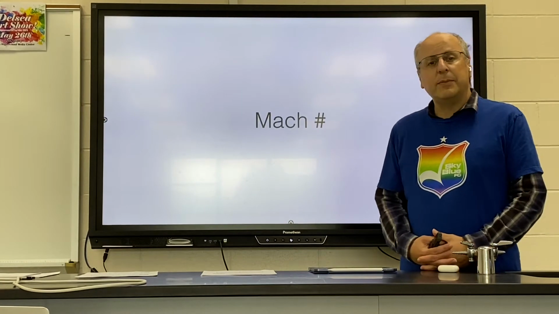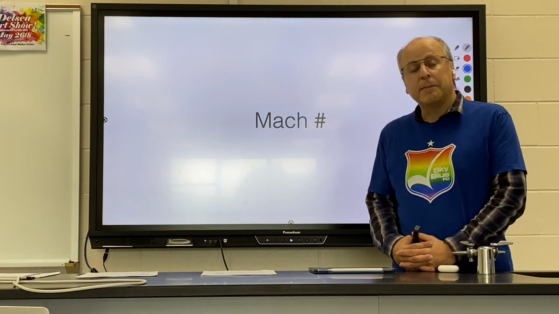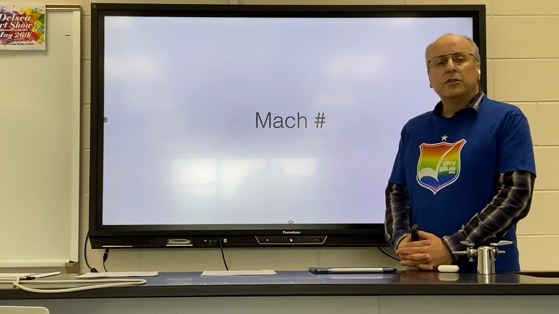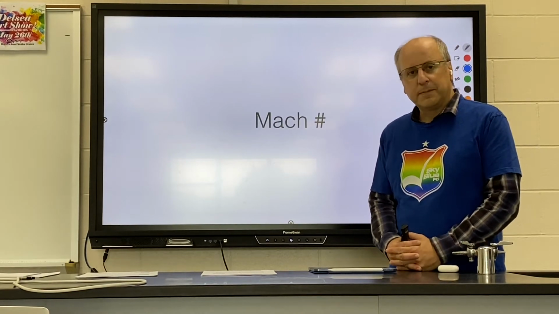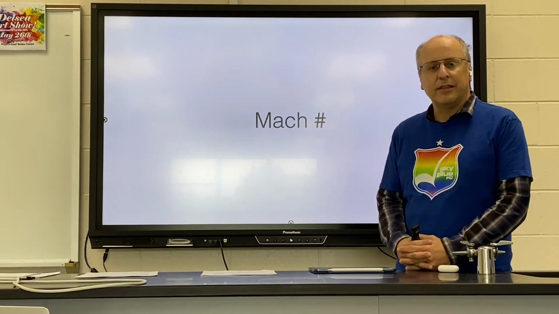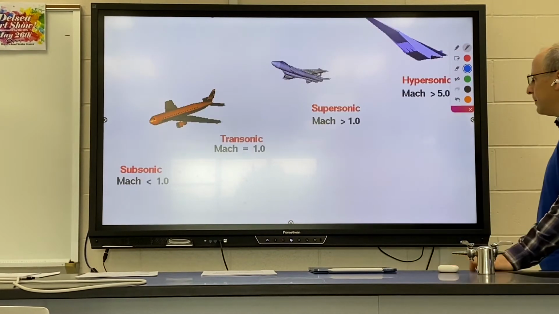Sometimes when you're talking about speeds that are close to or above the speed of sound, they'll refer to them by what's called a Mach number. So if you're traveling at the speed of sound, you are at Mach 1. If you're at Mach 0.5, you're at half the speed of sound. And if you're at Mach 2, you're going double the speed of sound.